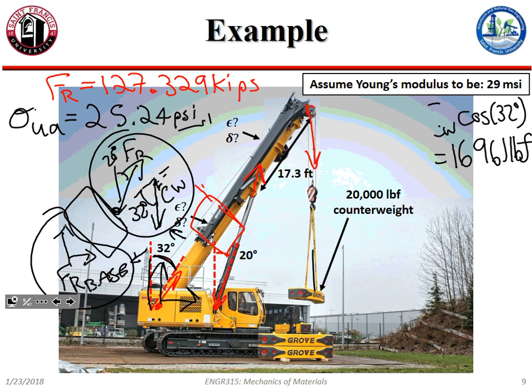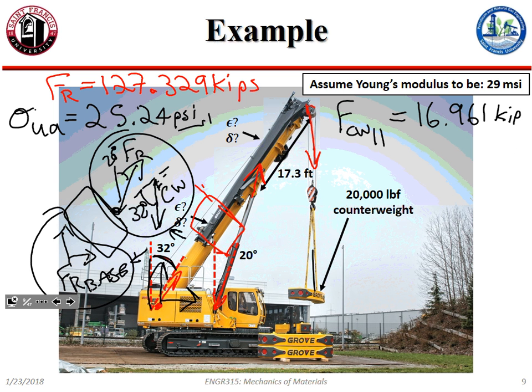I already have the force of the counterweight that's acting parallel to the arm. That's the 16.961 kip thing that I found before, or that someone found before. So let's start writing stuff in. If I have FCW parallel, so I don't have to write that a billion times, 16.961 kip. I also have the force of the ram parallel to the arm.